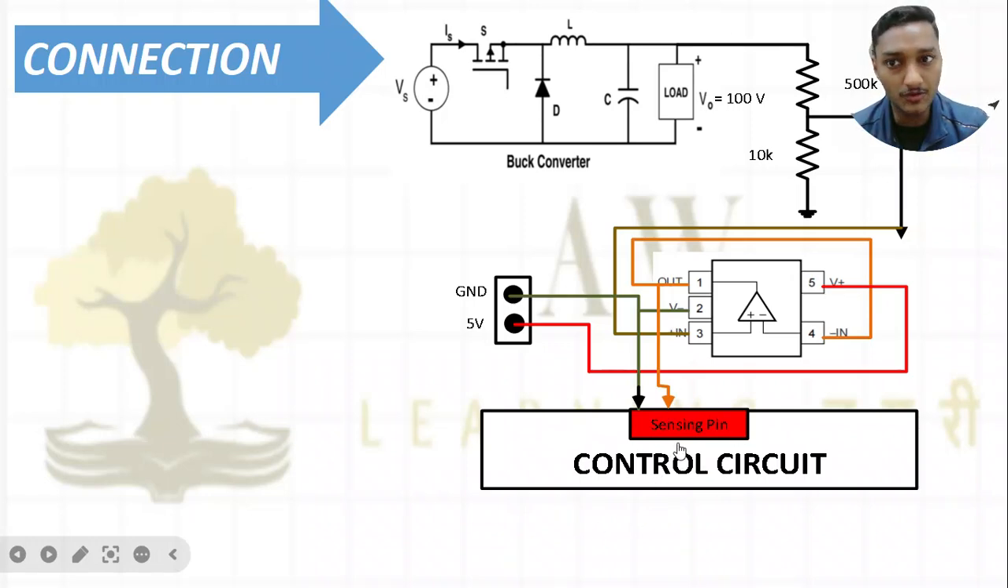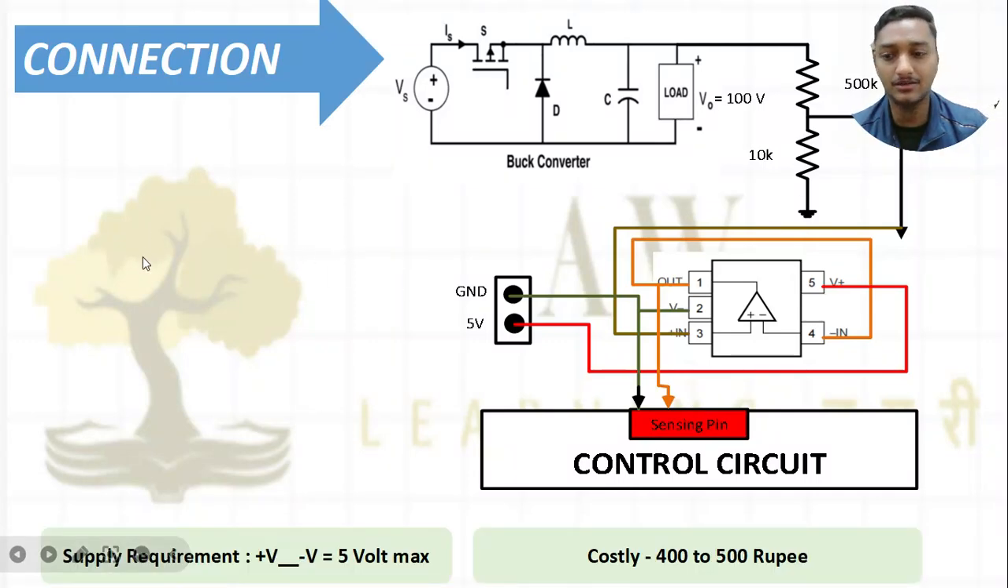I hope that till this point everything is clear: if you are going to use this particular IC, this is how you use it. You can do the connection this way. You can divide with high-value resistances and then make the connection in such a way. I told you that the voltage requirement is 5 volts and the cost is 400 to 500.